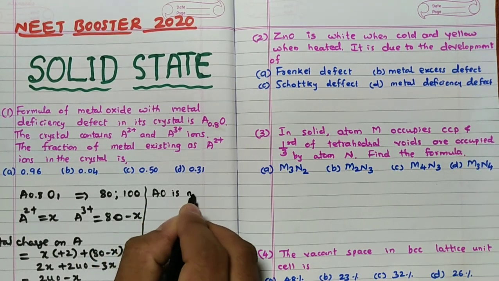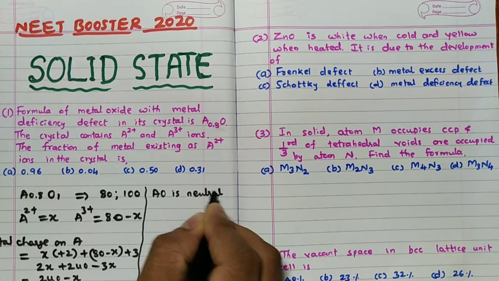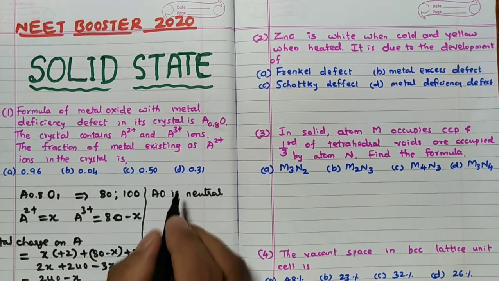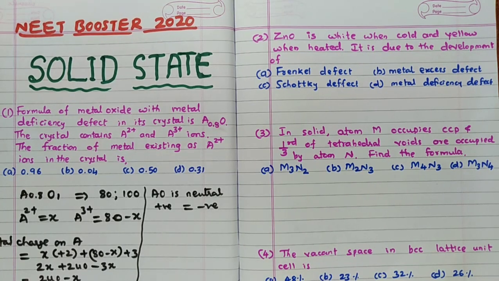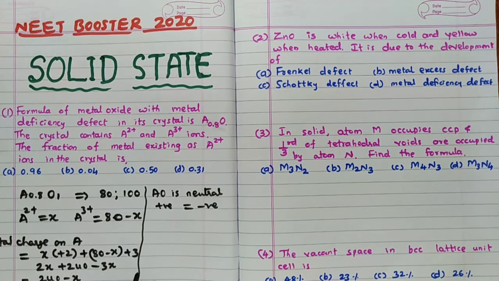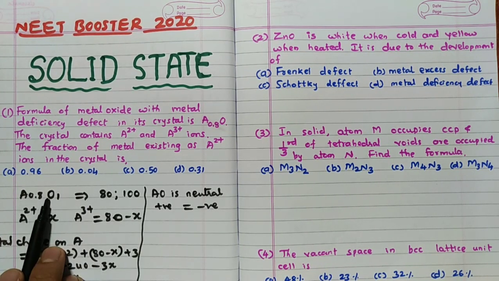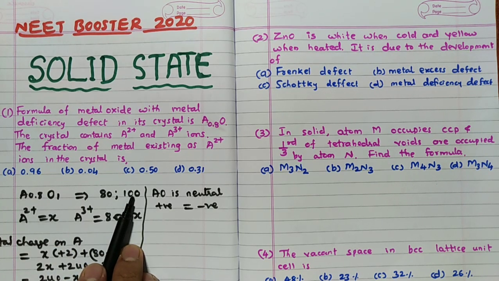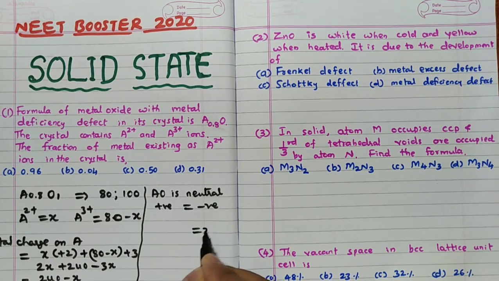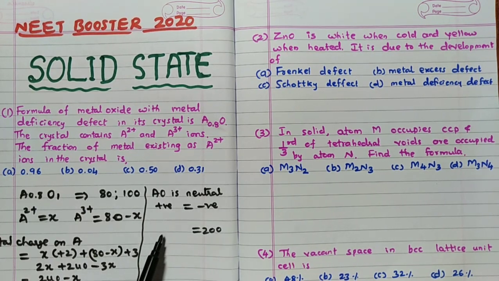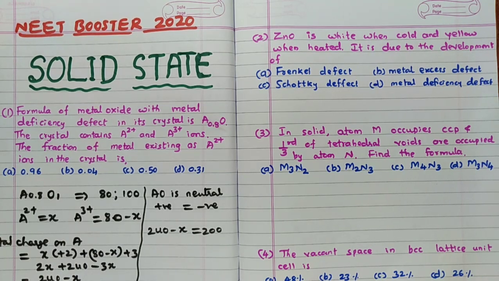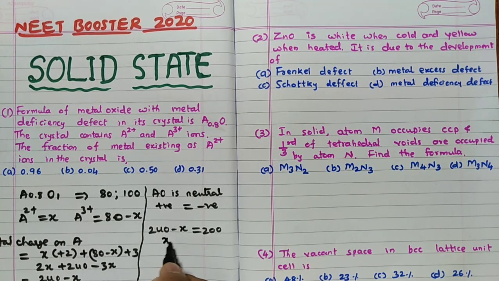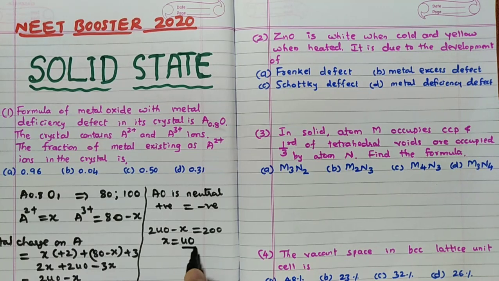Now we know that AO is a neutral oxide, right? Hence remember, total positive charge is equal to total negative charge. What is the total negative charge here? 100 oxygen means each oxygen minus 2, so that is 200. Negative charge is 200 and positive charge total is 240 minus x. So I can write this as x is equal to 40.